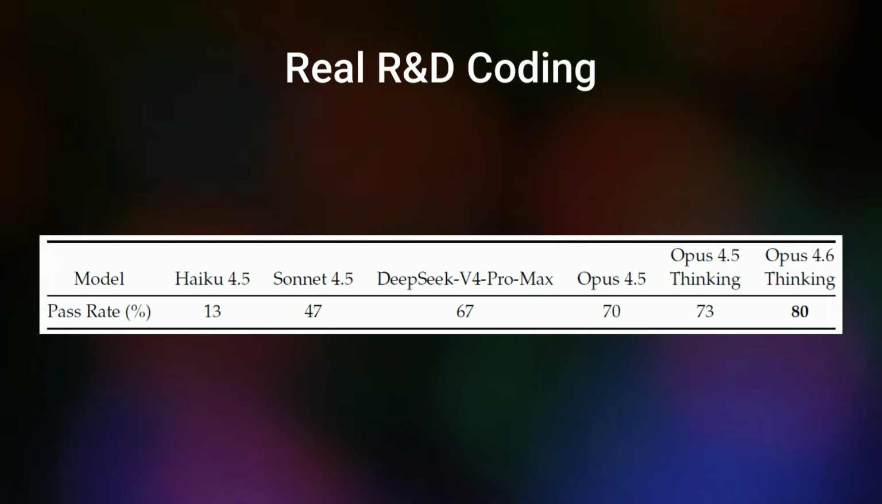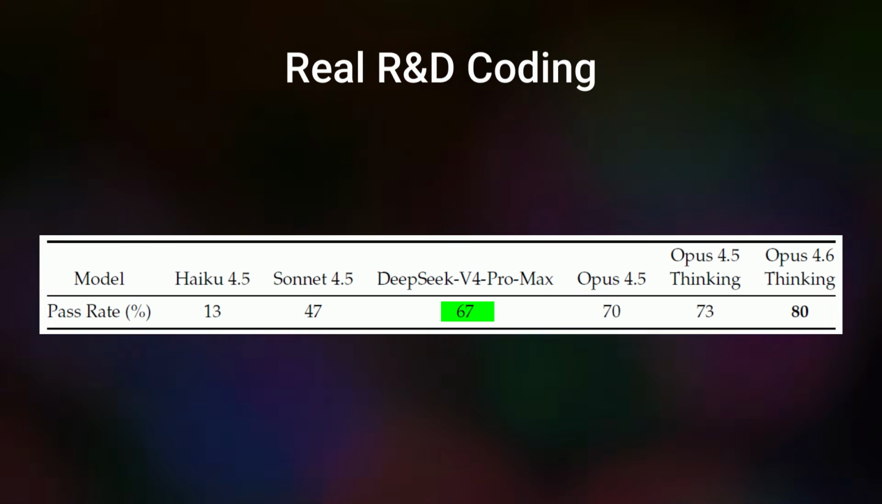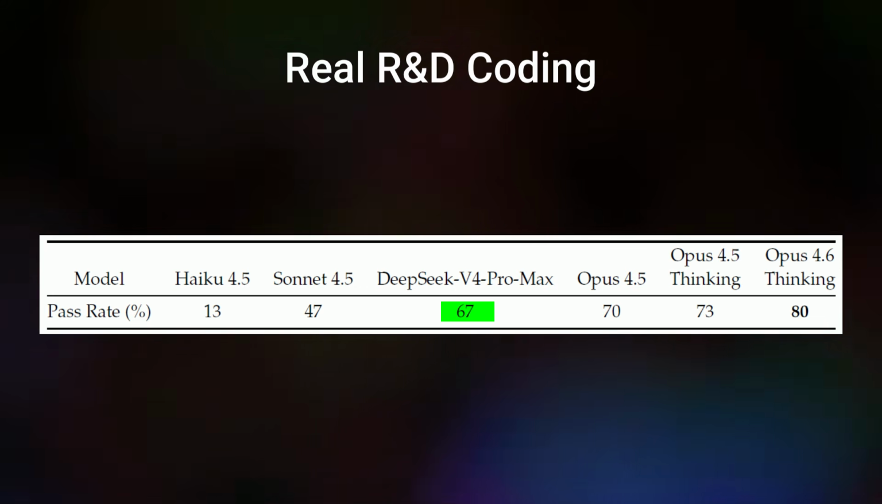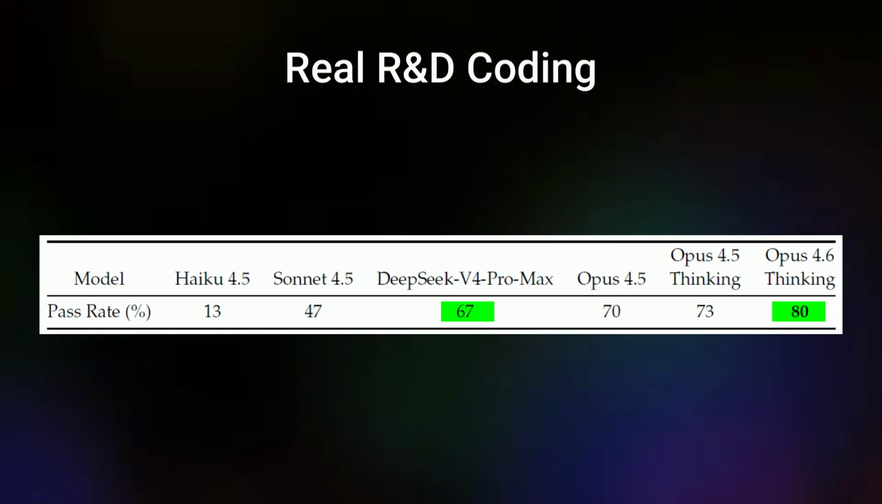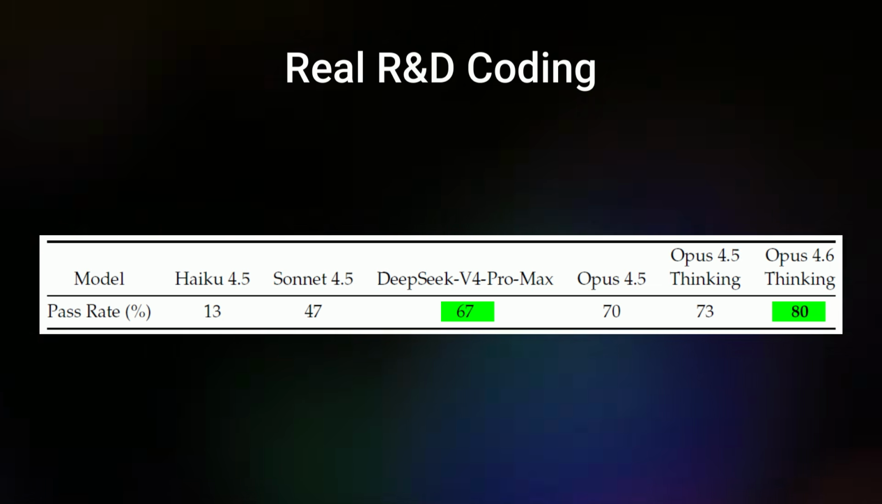Third, real R&D coding. Benchmarks are great, but real world engineering matters more. For internal R&D coding tasks, DeepSeek version 4 Pro solved 67% of tasks successfully. That puts it close to Claude Opus 4.6, which scored 80%. With its advanced thinking mode, this is a serious competition.